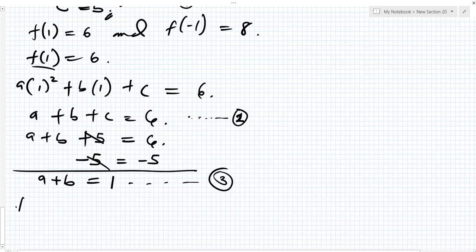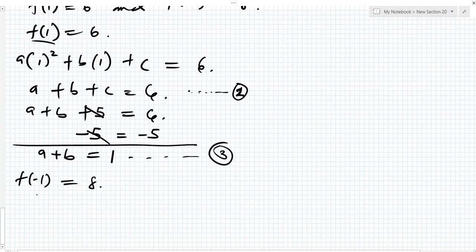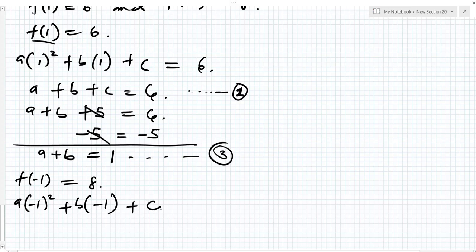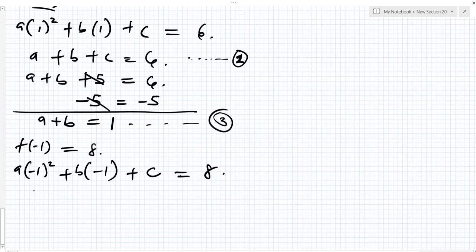Now for f of minus 1, which is equal to 8. So wherever I see x, I replace it with minus 1. So a times minus 1 raised to power 2 plus b times minus 1 plus c is equal to 8. A times minus 1 square. Minus 1 square is 1. 1 times a is a. Plus b times minus 1 will give you minus b plus c is equal to 8.